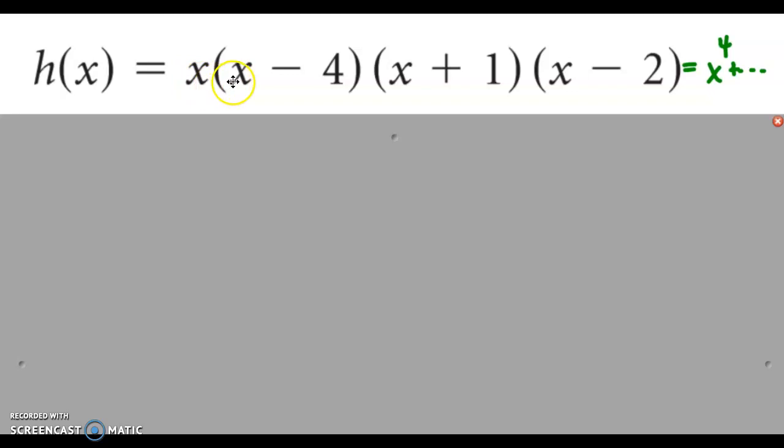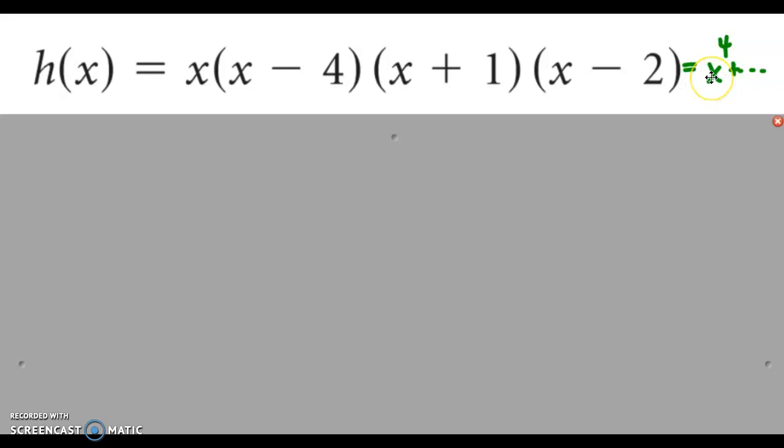So if I start with x times x, that would be our x squared, then we'd get that answer and multiply by this next factor. So that would get me up to x cubed, and then times this last one, that will give me an x to the fourth. So it's positive. I don't care about the last terms. It's a positive leading term, and the exponent would be a 4.